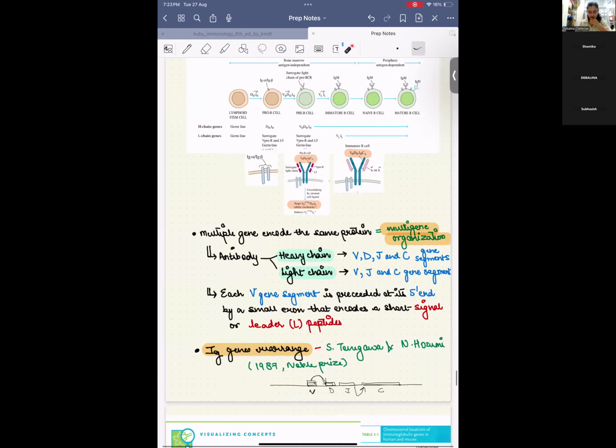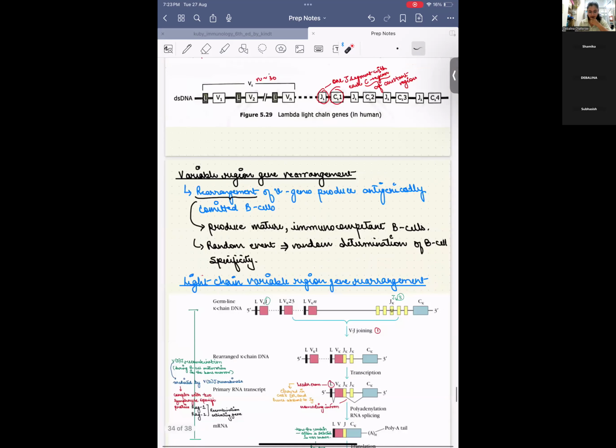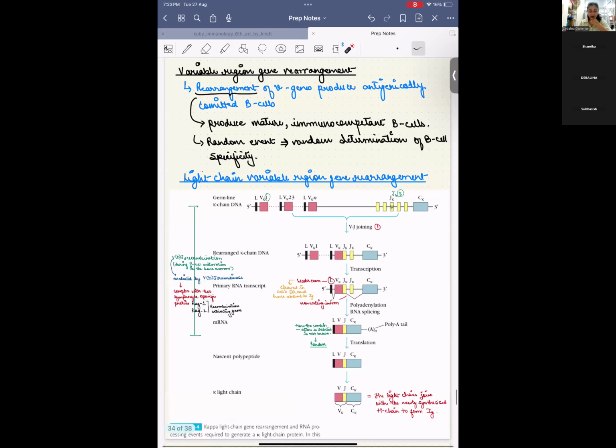Ma'am, this rearrangement is different from the recombination that we see in meiosis, right? Yes. That is a question that came up initially, ma'am. I hope this class answers that query.